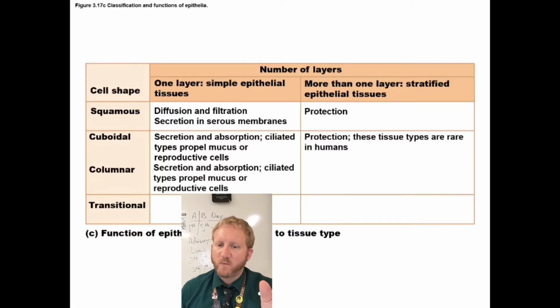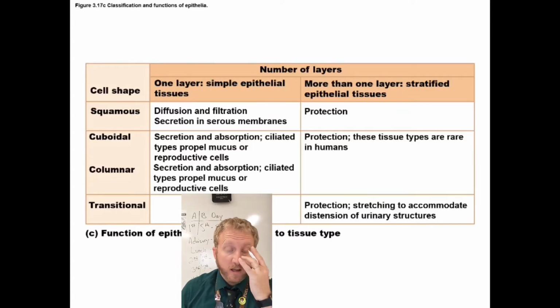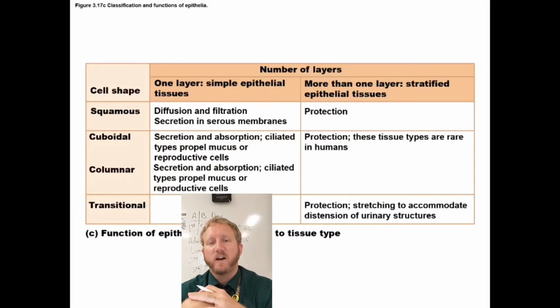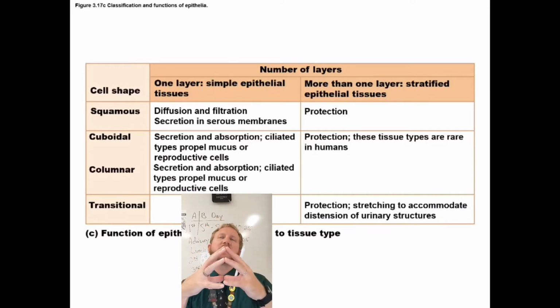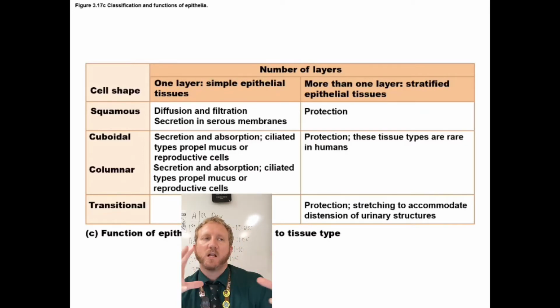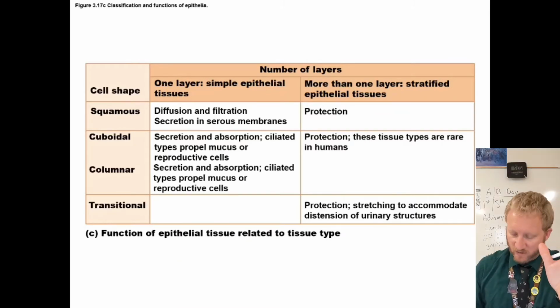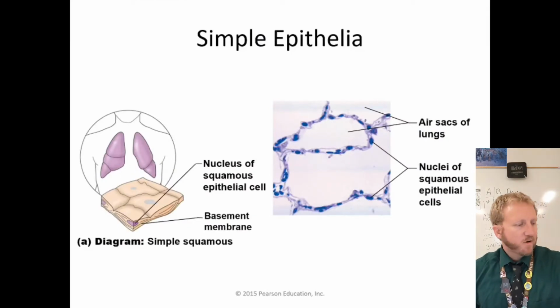Now, there's another one that we'll talk about briefly here called transitional. Their shape changes based on the need. They're primarily for protection, but they also allow stretching, and so we'll find those in our urinary bladder. And in females, to a certain extent, you'll find them in the uterus, but we'll get to that stuff a little bit later. But anything that needs to allow for stretching, you'll find transitional cells, and they're going to be stratified. We'll look at why in just a moment. So first, let's talk about simple epithelial cells.